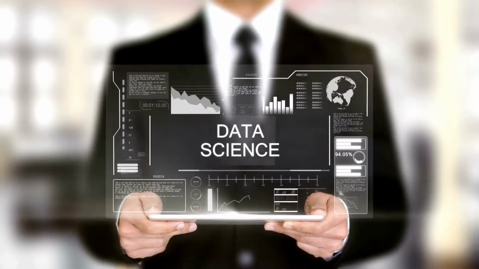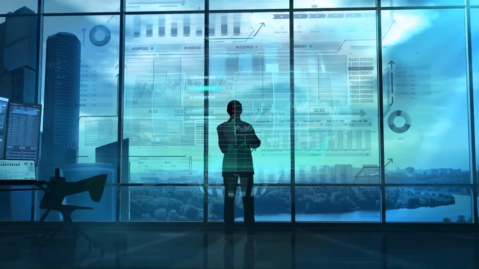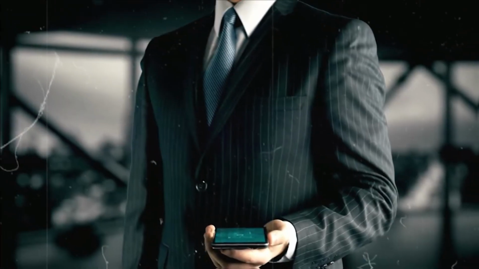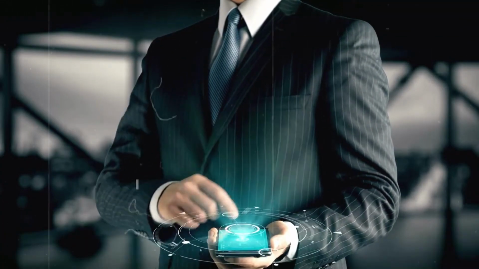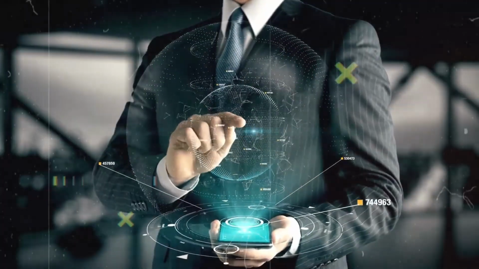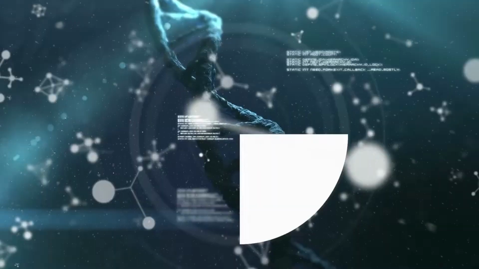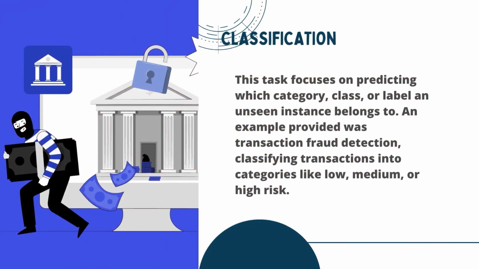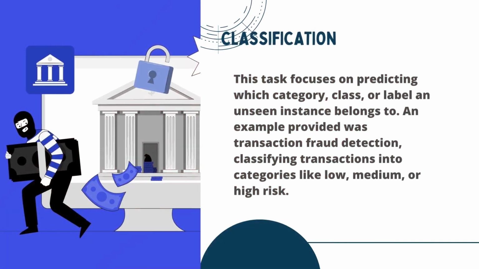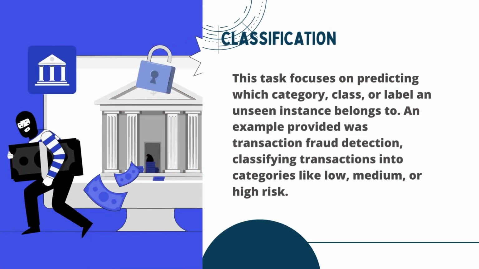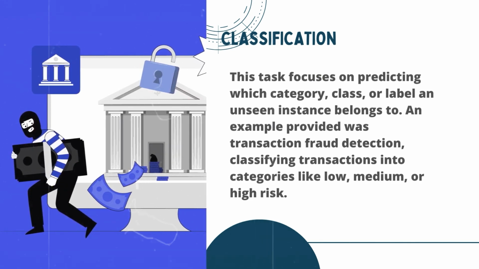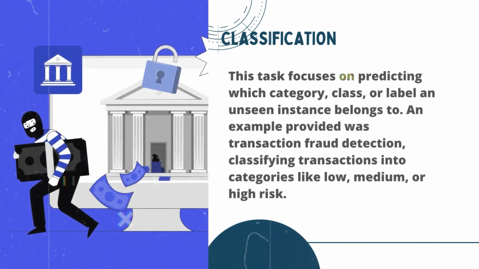Supervised machine learning is akin to a guided learning process, where we aim to predict the value of a target variable based on a set of input data. This form involves training a model on a dataset that includes both the inputs and the desired outputs. The two main tasks under this umbrella are classification. This task focuses on predicting which category, class, or label an unseen instance belongs to. An example provided was transaction fraud detection, classifying transactions into categories like low, medium, or high risk.